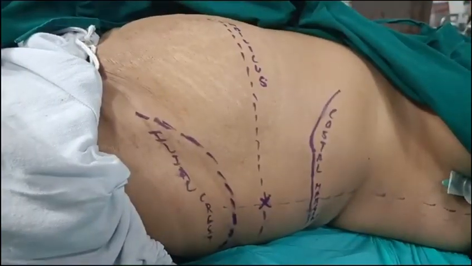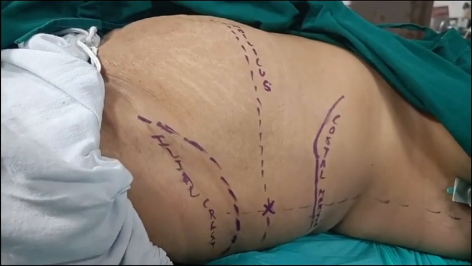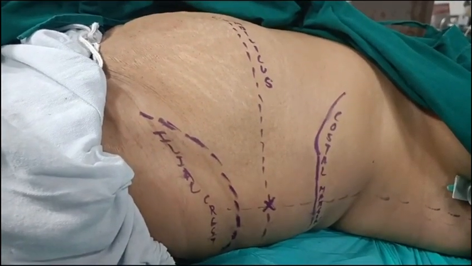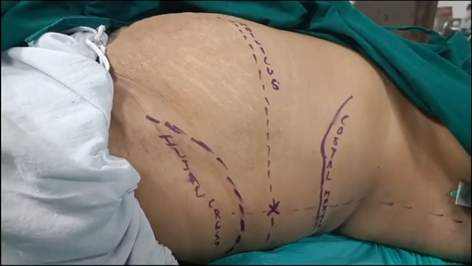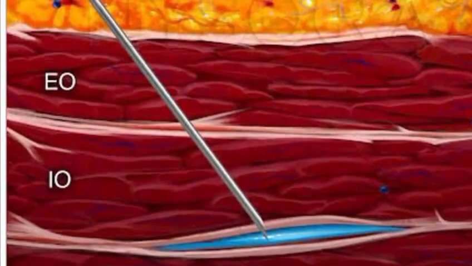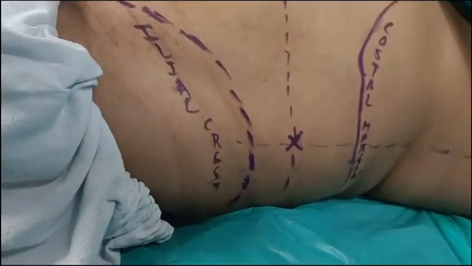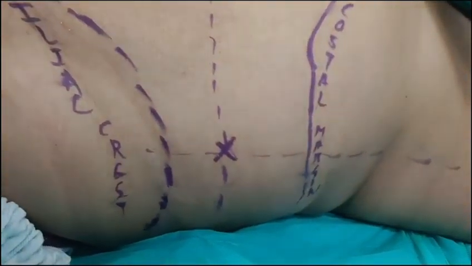Before inserting the needle, we have to make the needle a little blunt. And once you insert the needle, we find two pop-ups, first at the level of external oblique muscle and second at the level of the internal oblique muscle. And then we enter into the plane between the transverse abdominis muscle and the internal oblique muscle where the drug is given.